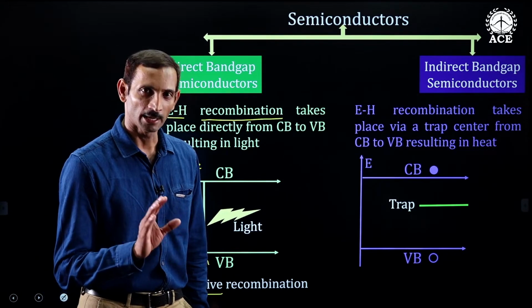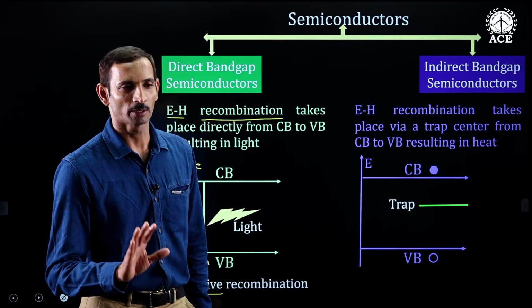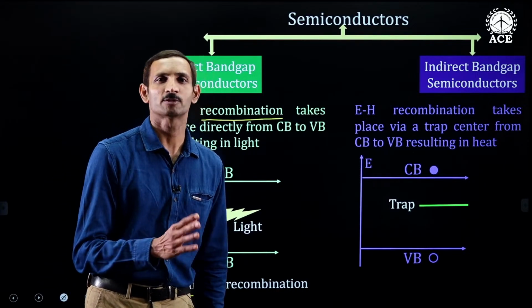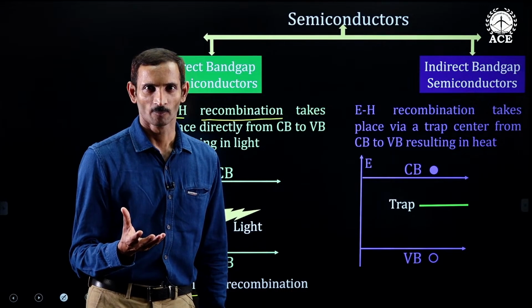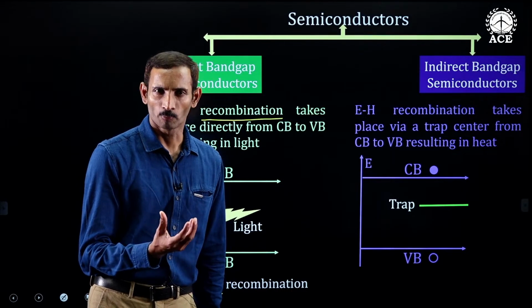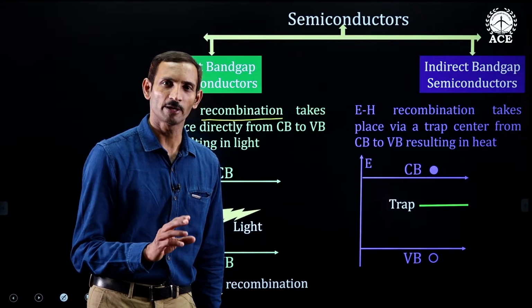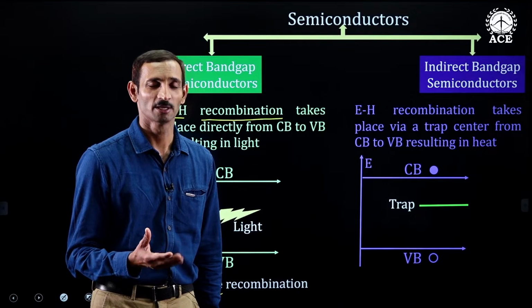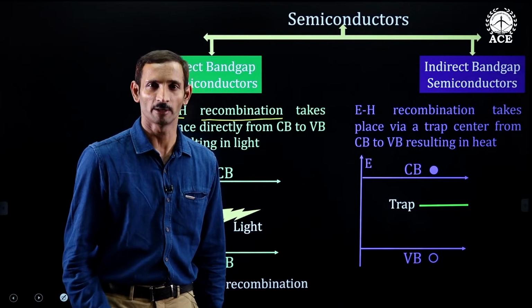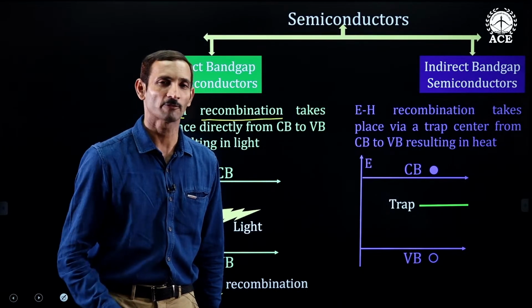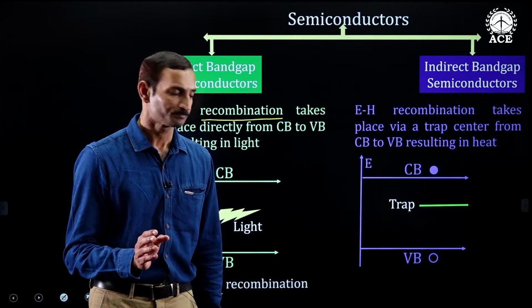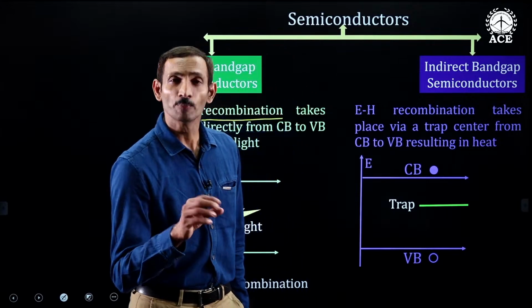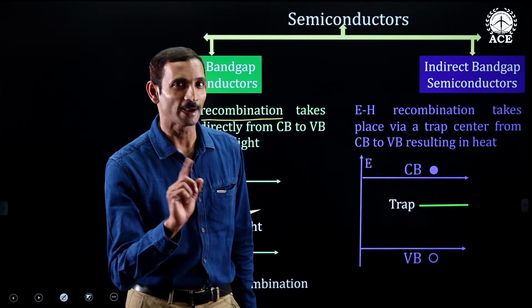If you dope an intrinsic semiconductor with a trivalent impurity, we have holes as majority charge carriers. And if you dope an intrinsic semiconductor with a pentavalent impurity, you have electrons as majority charge carriers. Thus, p-type and n-type materials are made. That is how they are formed. Now the point is, traps are nothing but impurities that are not deliberately added.